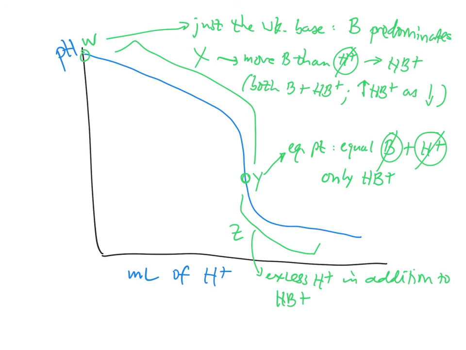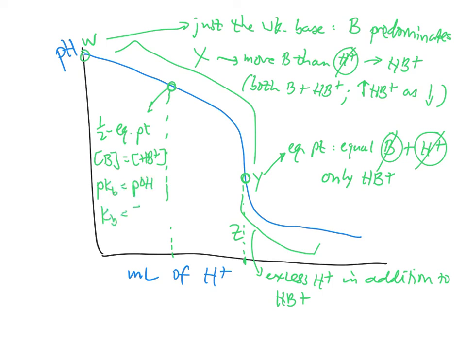And again, last but not least, this is our equivalence point volume right here. Halfway to that point would be the half equivalence point. The half equivalence point would indicate that once you've reacted half of your B, you have equal amounts of B and HB plus, and in the K expression they would divide out such that your pKb would equal pOH, or simply that Kb equals the molarity of OH minus. And again, an interesting thing to consider there.